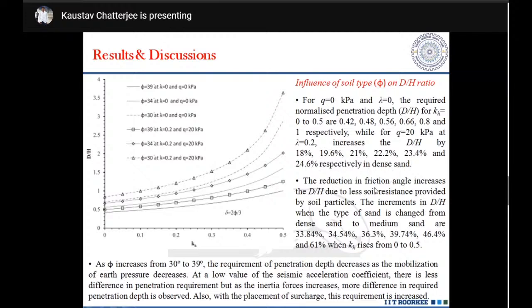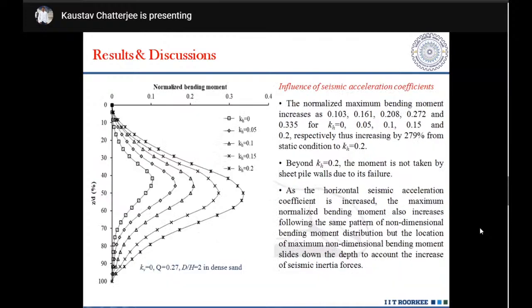The reduction in friction angle increases the d by h due to less soil resistance being provided by the soil particles. Moreover, as we change from loose sand to dense sand, the requirement of penetration depth will decrease as the mobilization of earth pressure will decrease. At a lower value of seismic coefficient, there is less difference in the penetration requirement, but as the inertia force increases, more difference will be required and a higher penetration depth will be observed.